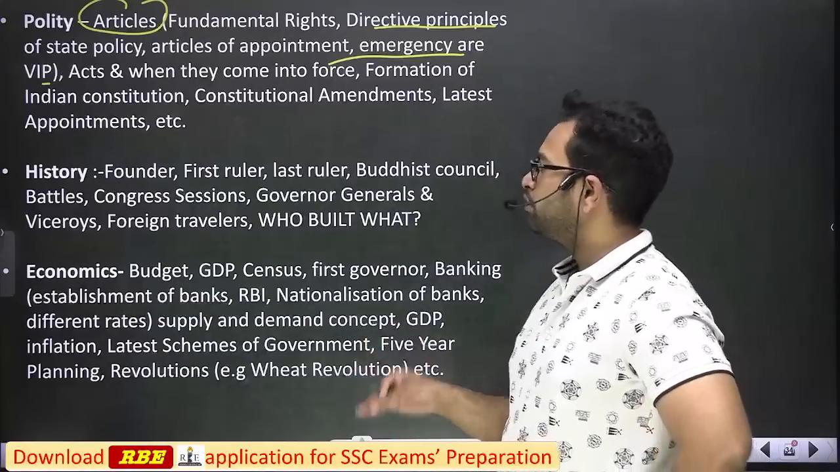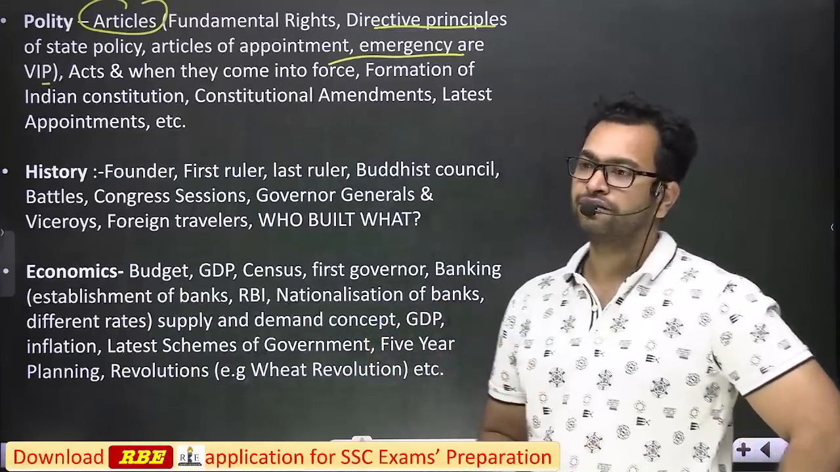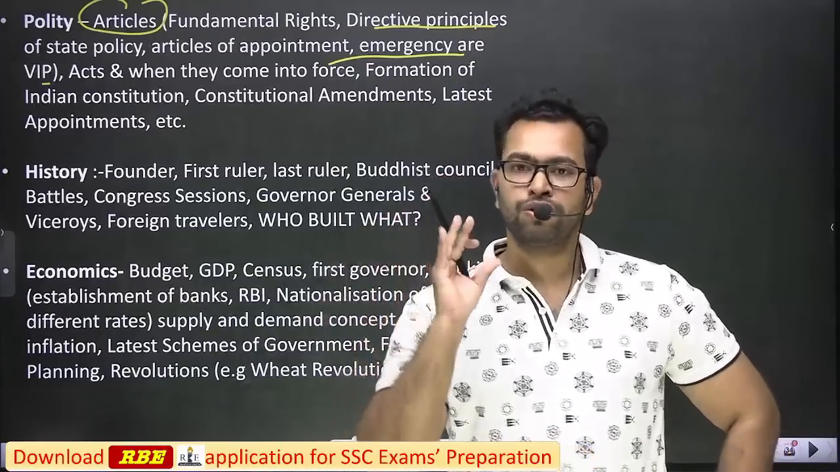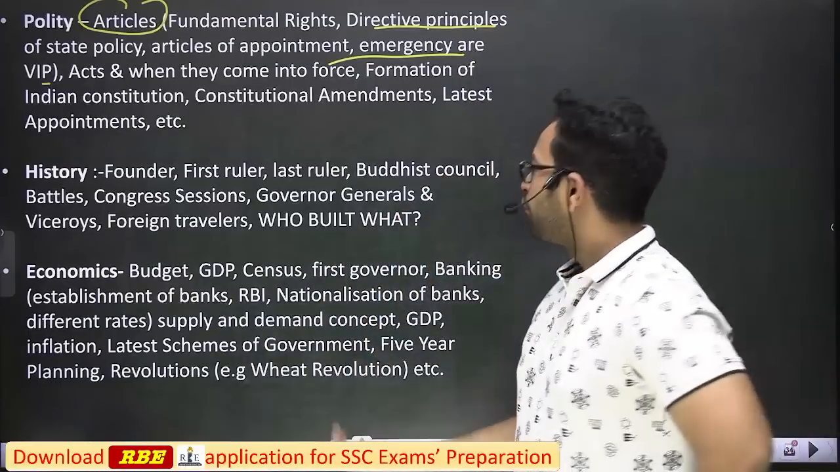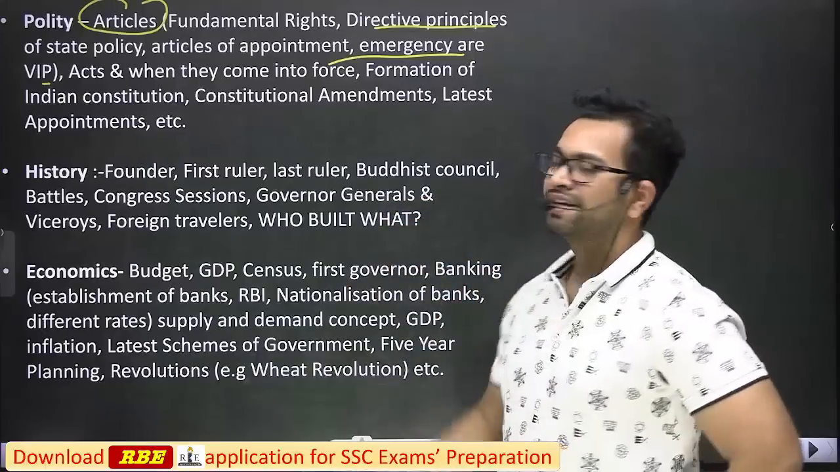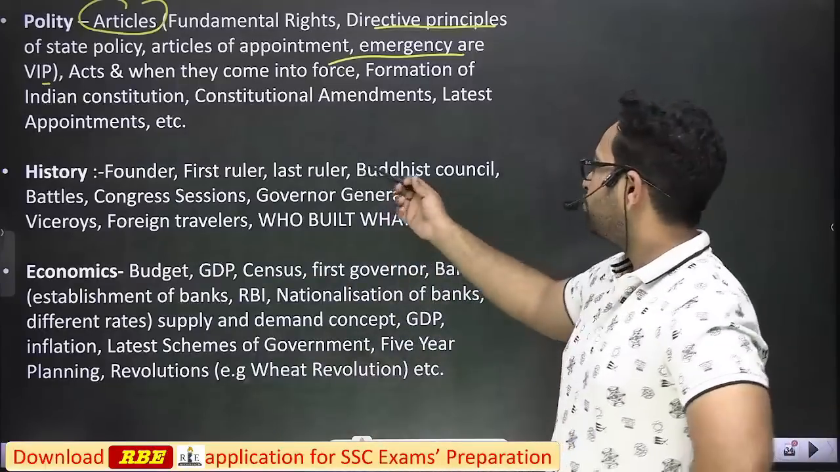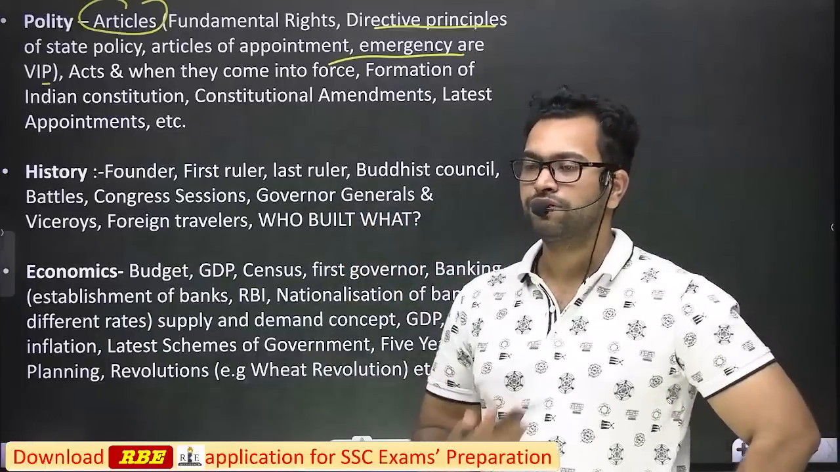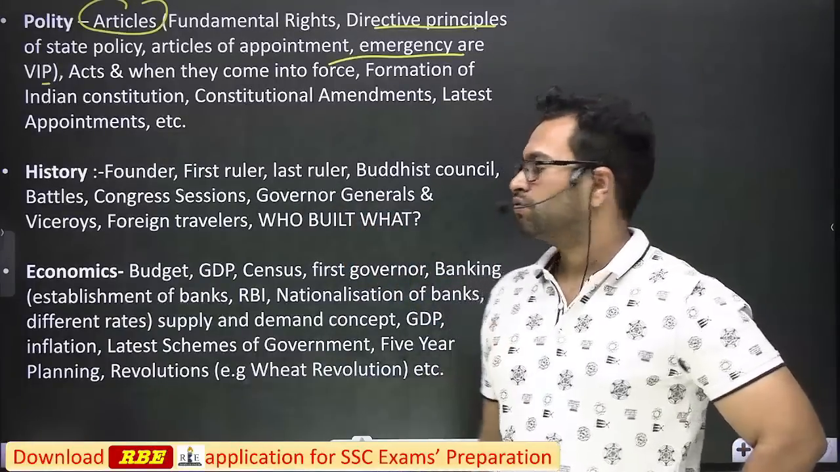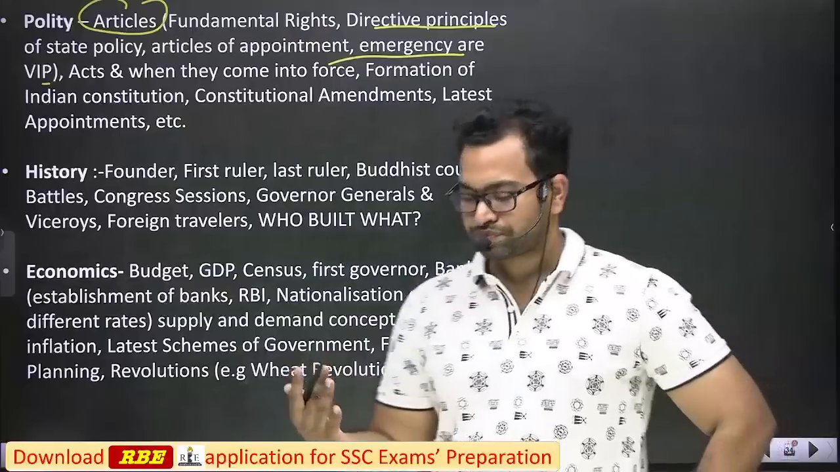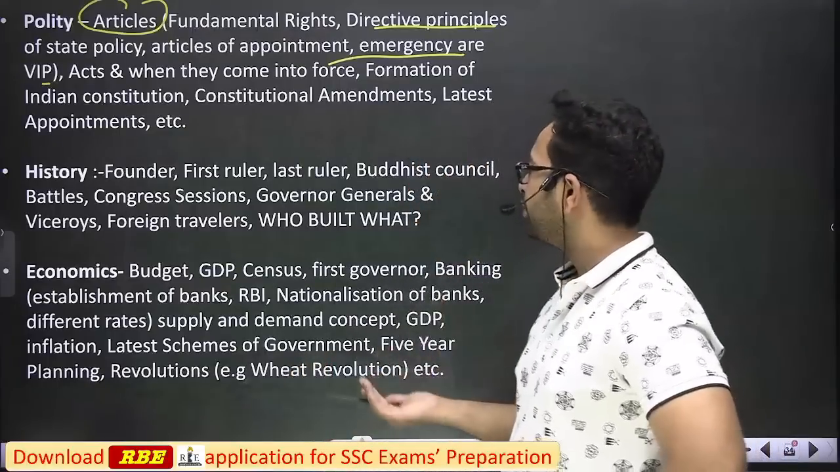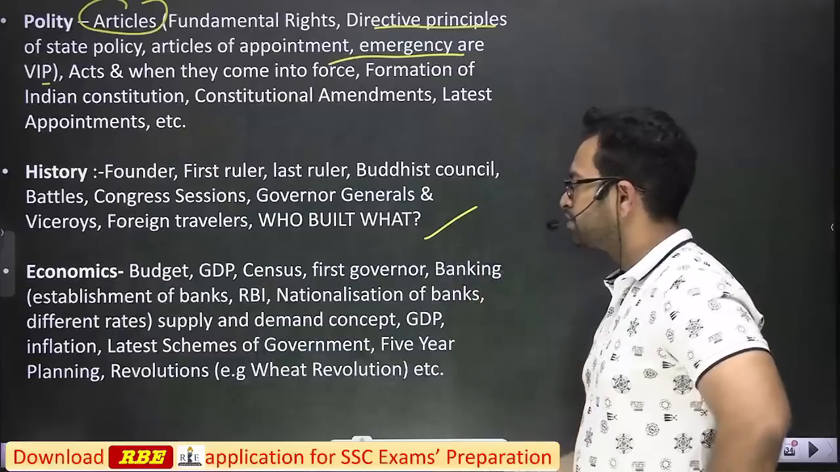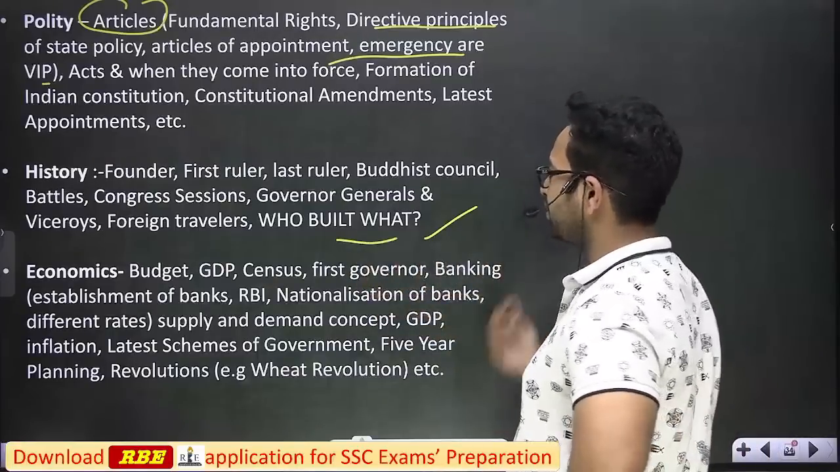History, you have to learn in a concise way. History is vast, right? You have to learn all the important facts, like the founders, first ruler, last ruler of any empire or dynasty, Buddhist councils, battles, important Congress sessions, viceroys, hierarchy, foreign invaders, foreign travelers, who built what, that you learn in art and culture as well.